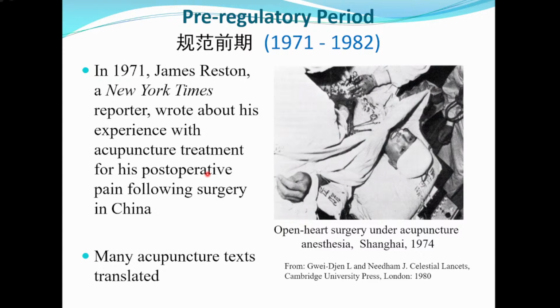Every doctor started to use acupuncture for different conditions. At that time, many acupuncture textbooks were translated into English, and lots of delegations went to China to observe how acupuncture was practiced. Open heart surgery with acupuncture anesthesia in Shanghai in 1974 was very well known. Until that time it was not very well regulated, with not much licensing, because every physician could use it.